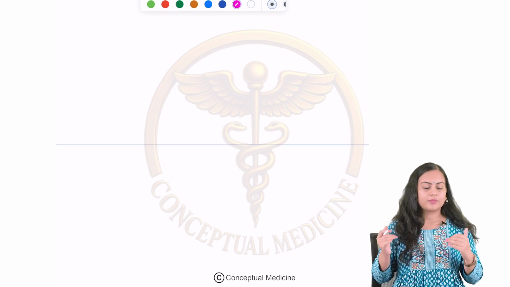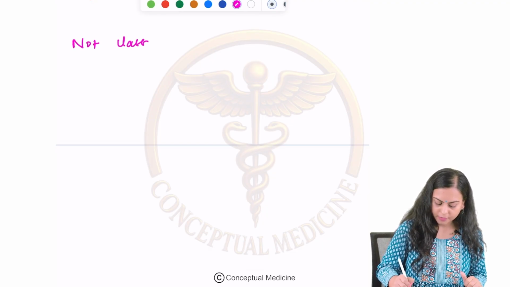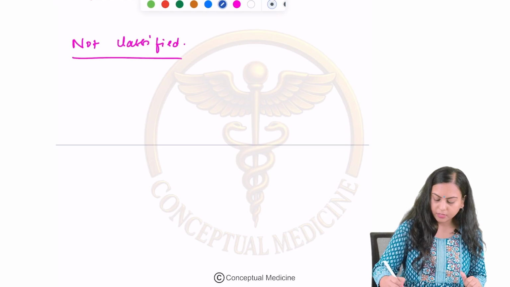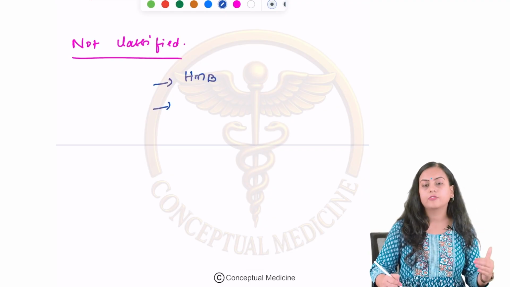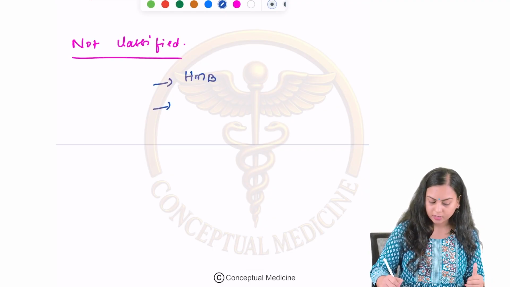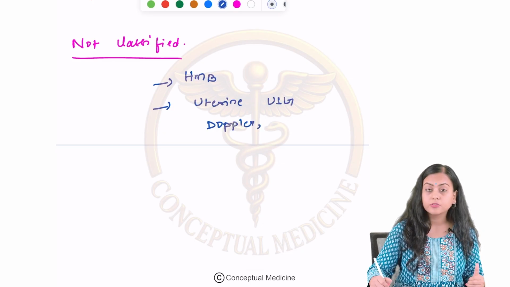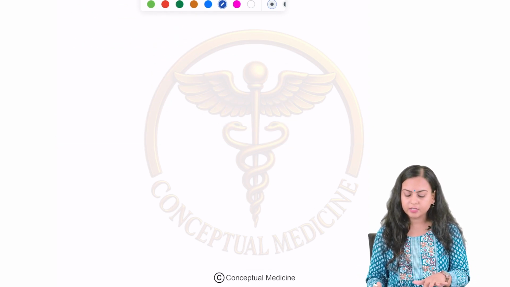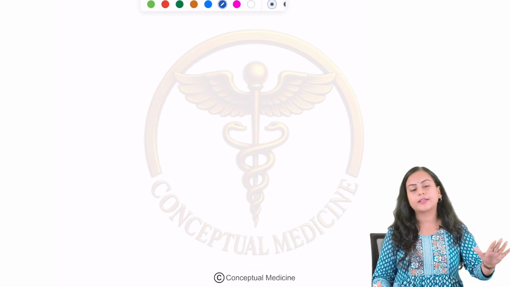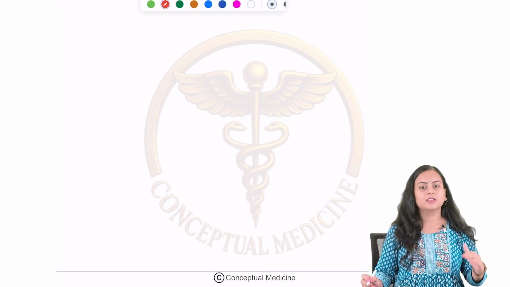And there is something called the not otherwise classified group. Not classified group means they will include the heavy menstrual bleeding, and you have to offer them other investigations like uterine ultrasonogram, Doppler, or you even have to rule out arteriovenous malformation, etc. Clear? Right. So this is all about the expansion of PALM-COEIN. We are done.